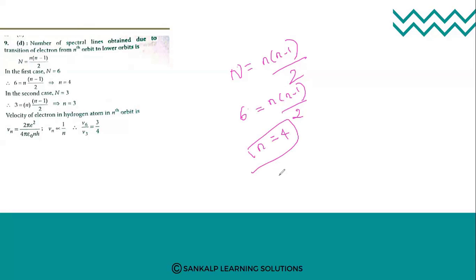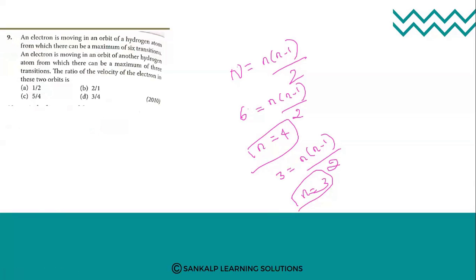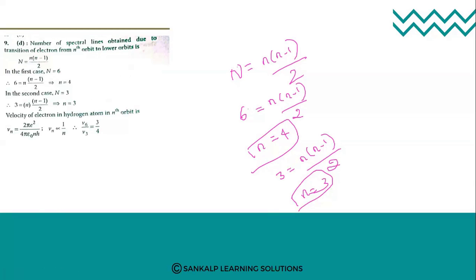Similarly, in the second case, the transitions are 3 here. Therefore, 3 is equal to n into bracket n minus 1 divided by 2. So therefore, n is equal to 3. But here, what are they asking us to calculate? In the question they are asking the ratio of the velocity of the electron in these two orbits.